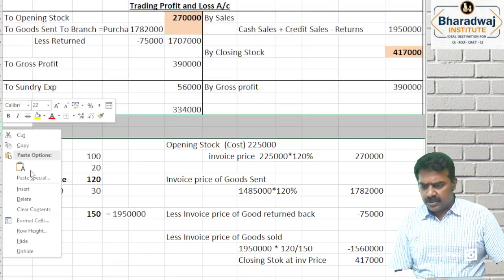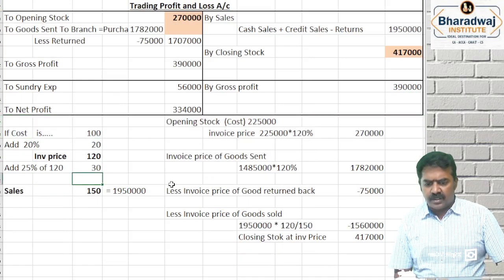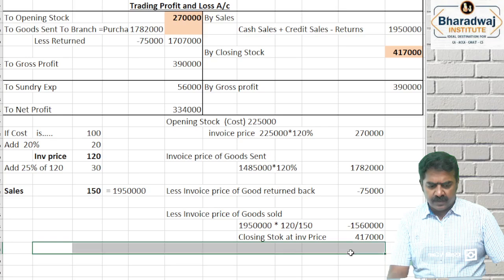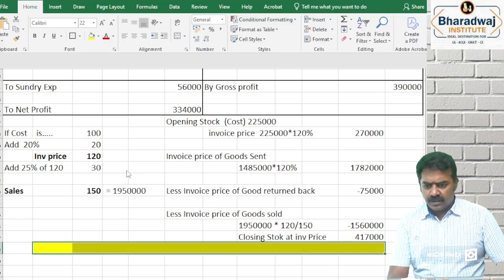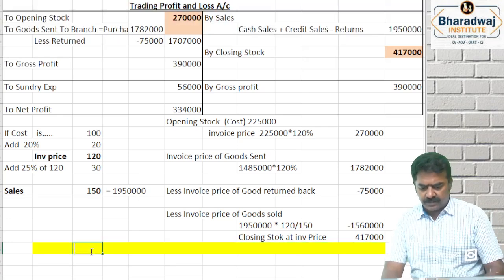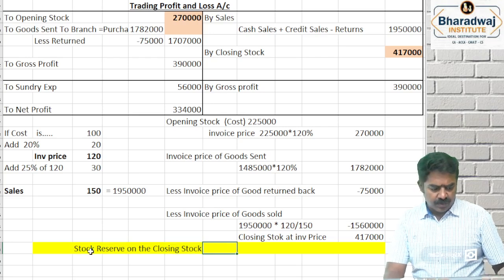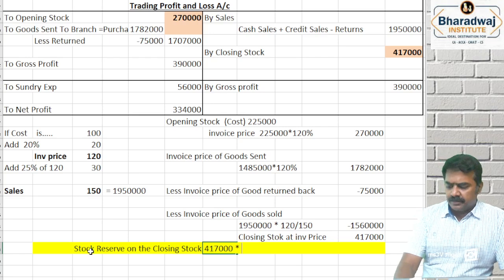One more question they ask you. What is the stock reserve on the closing stock? What is the closing stock? We worked out 4,17,000. This into loading margin.